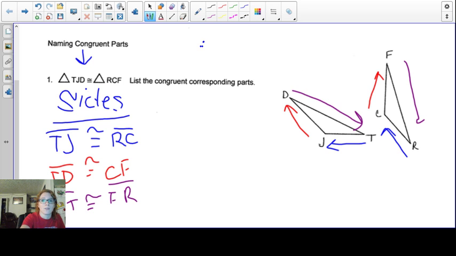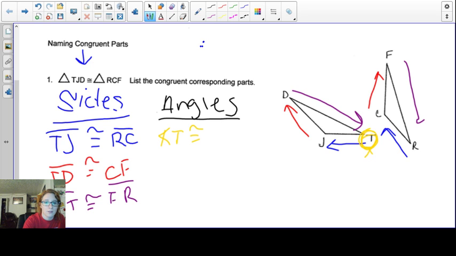All right, let's talk about my angles now. Try this. See if this color works. I don't know if it'll work or not. So we started with side T. So if we're starting with this angle, angle T is congruent to angle R. Remember, I like patterns. It makes my life easier. It makes more sense. So then I went from T to J.